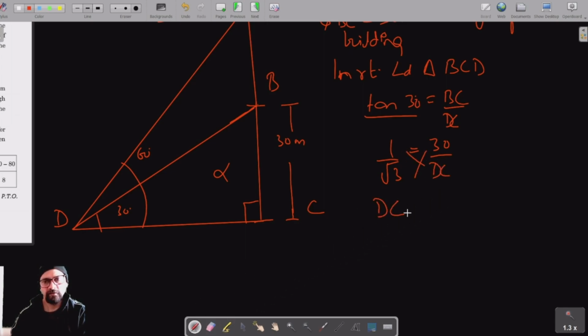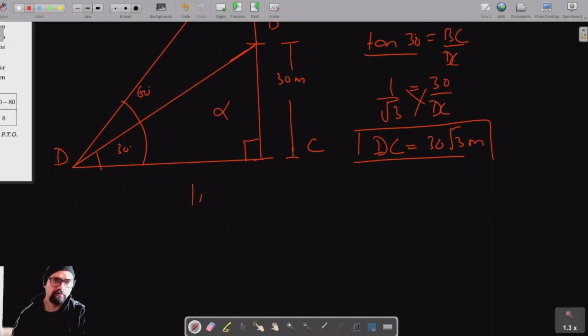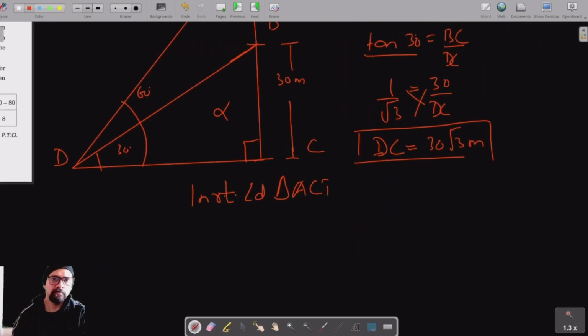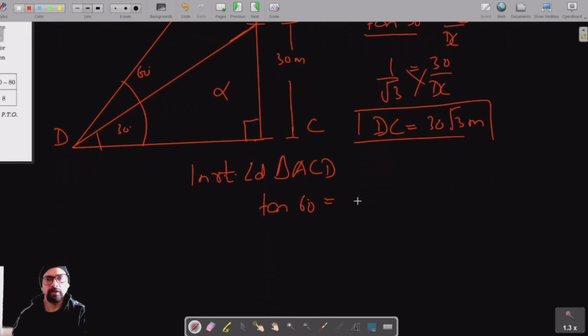So cross multiplying this gives DC is equal to 30 root 3 meters. So we have got the value of DC. Now let's use the bigger one, the right angle triangle. In right angle triangle ACD, tan 60 is equal to AC by DC. Now the value of tan 60 is root 3.